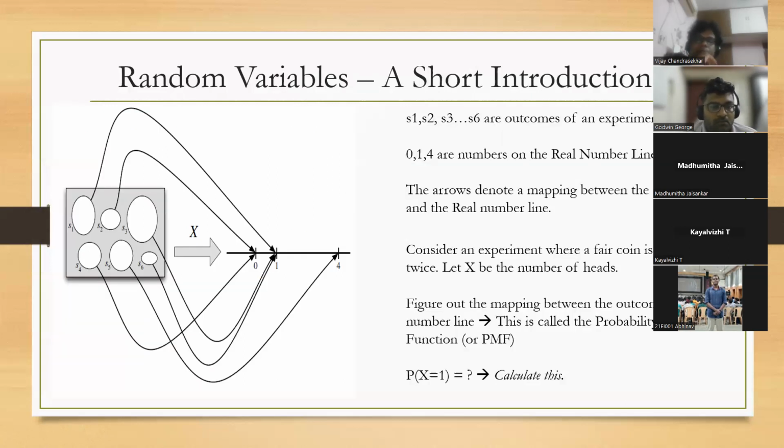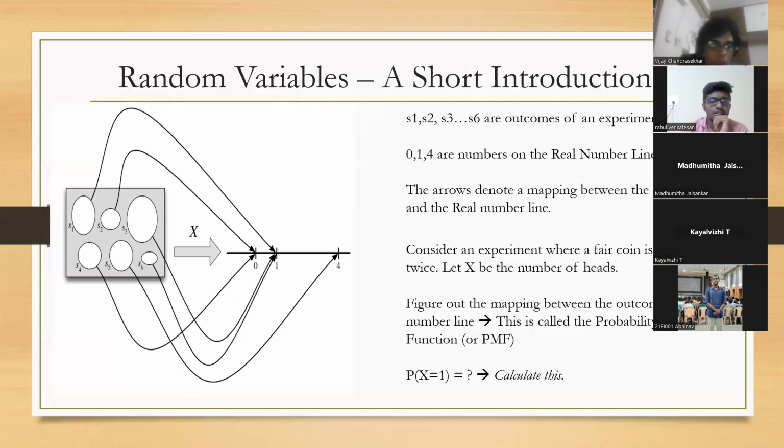What are the outcomes that are mapped to the number 1 on the real line? S1, S5, S6. S1, S3, okay. S6. S1, S3, S6, okay. So can I ask a question now?